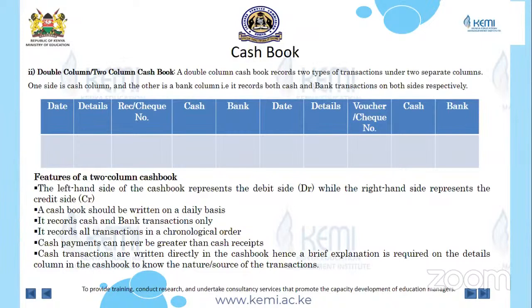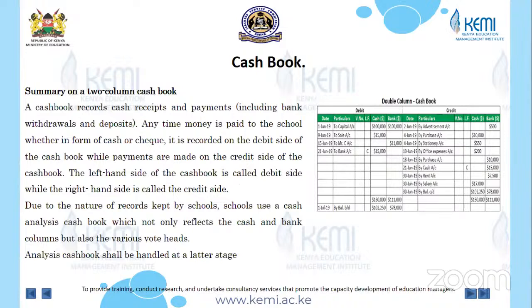Then cash transactions are written directly in the cash book. Hence, a brief explanation is required in the details column of the cash book to know the nature and source of the transaction. It is very important that the narrative be there so it can be interpreted even by another person who was not there at the time the notes were written. So that narrative must be clear.